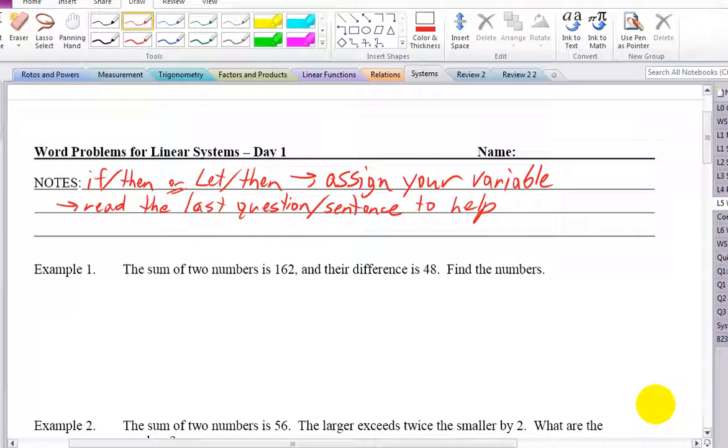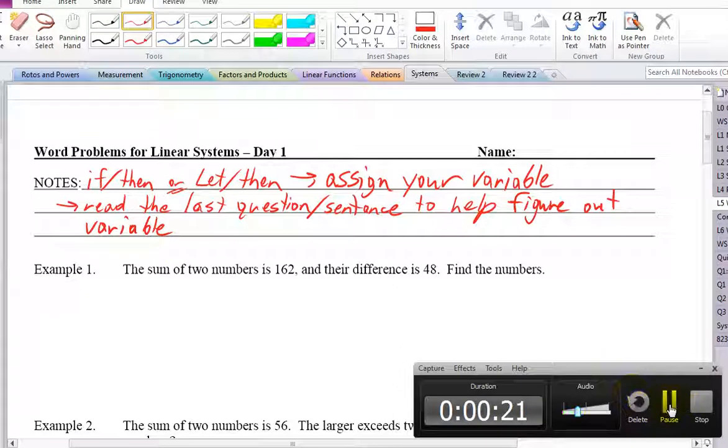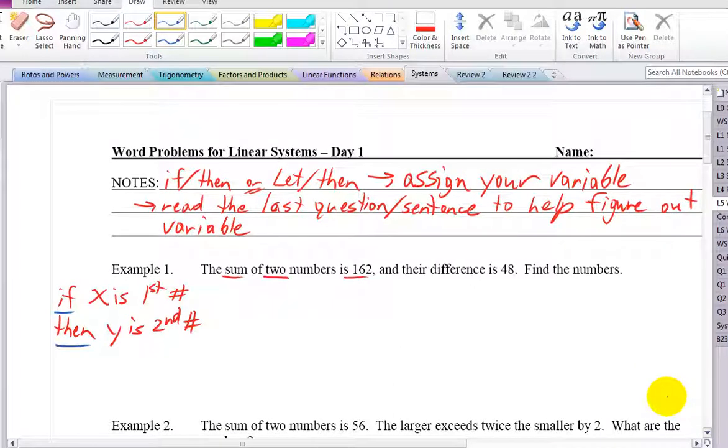Read the last questions to help figure out variables. Now, you'll see in one of the word problems we actually throw it in the beginning. Okay, but somewhere in there it's going to tell you kind of what we're looking for to help you out. We do our if-then statement just to help us sort things out for later.